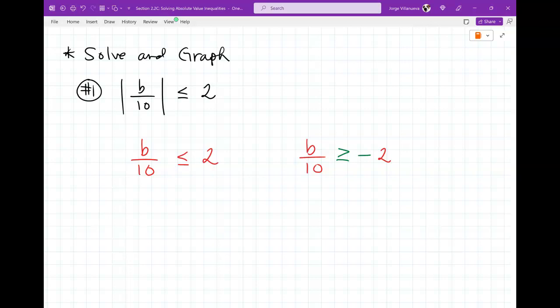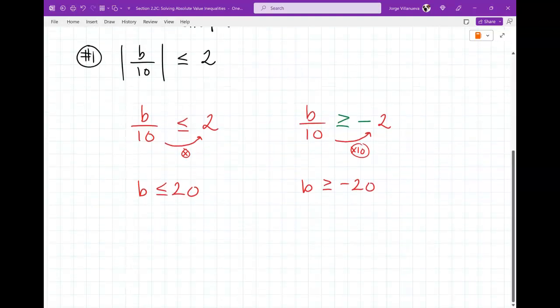And now we're just going to solve. So let's go ahead and solve. I'm going to multiply by 10. So I get b less than or equal to 20. Okay, so that's multiplying by 10. And then on the other side, I'm going to multiply that by 10. And I get b greater than or equal to negative 20.